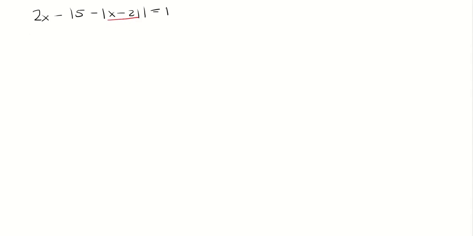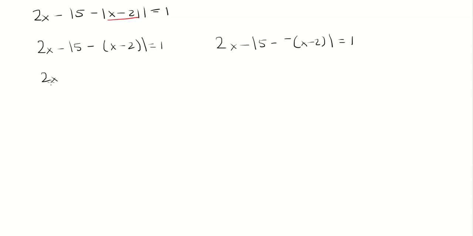So starting with the x minus 2 inside, we know we can have one case where we remove the absolute value, and the other case where we put it as a negative. So now when we remove the absolute value, we can subtract. We have 5 minus negative 2 is 7 minus x.